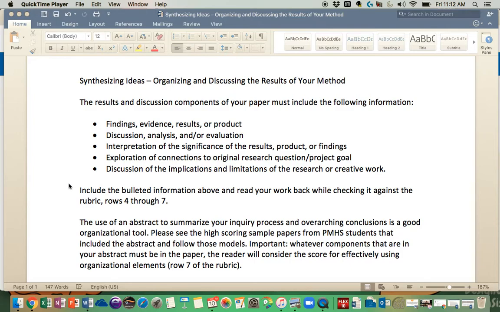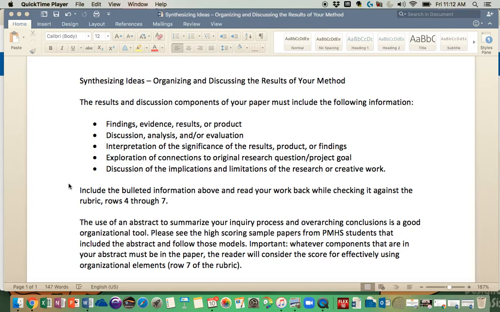Okay, so include the bulleted information above and read your work back while checking it against the rubric rows 4 through 7. I'm going to go over that in a minute again. I'm going to pull it up, and I have that annotated rubric for you that you can download so that you can keep it in mind when you read your work back.